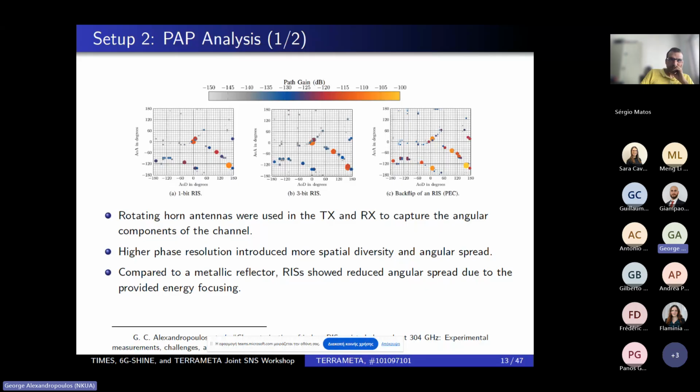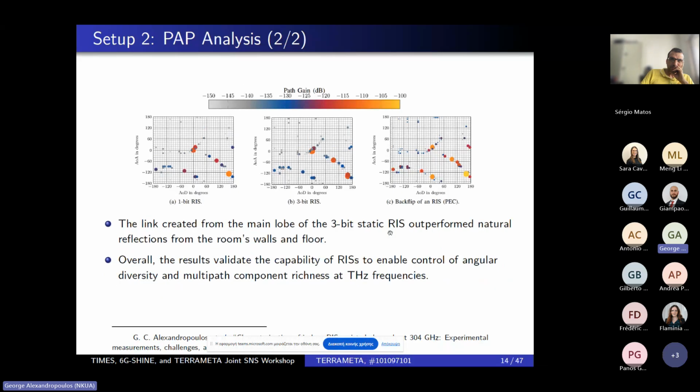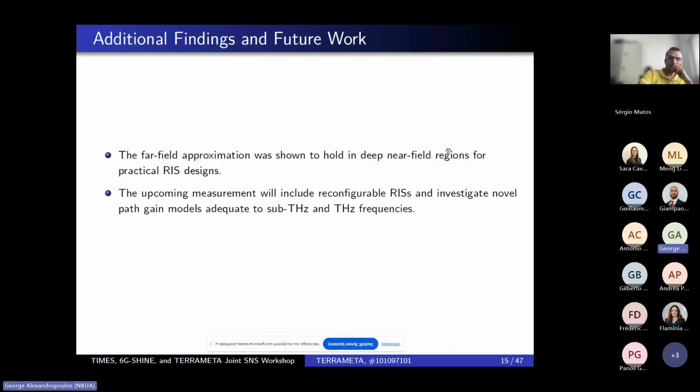And compared with the metallic reflector, we have seen that RISs exhibit reduced angular spread due to the energy focusing that they provide at the end of the day. Also, the link that was created from the main lobe of the 3-bit static RIS outperformed the natural reflections from the room's walls and the floor. And we have seen overall that the results validate the capability of RISs to enable control of both the angular diversity as well as the multipath component richness at the 304 gigahertz at which we have performed.